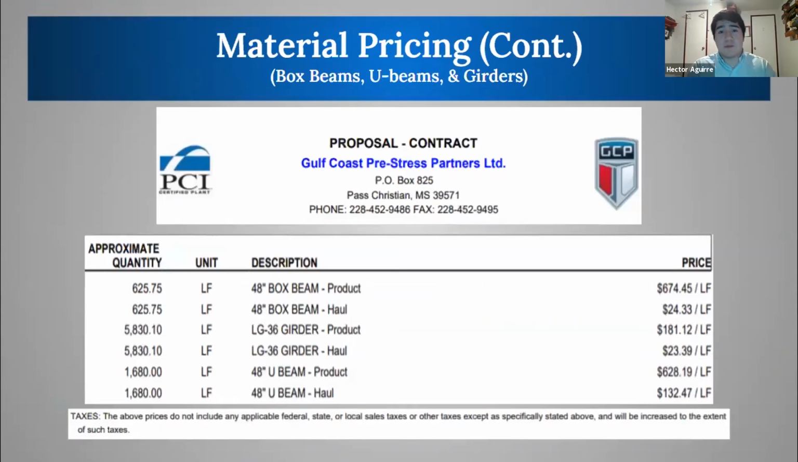So here's our material pricing for box beams, U-beams, and girders. As you can see, we have 2 prices for our product and our haul. And on our heavy bid, we used a hauling sub for that activity to differentiate between the taxes of 2 prices.